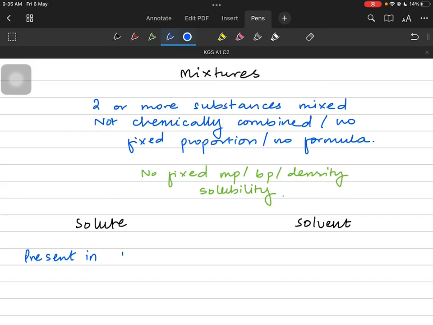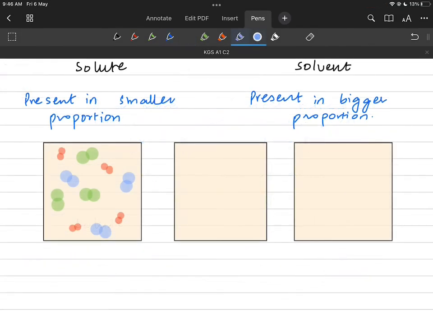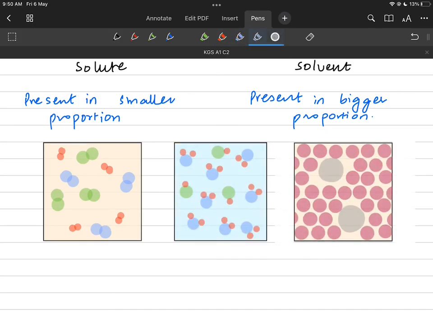Solute is the one which is present in smaller quantity. We have this misconception that solute is always the solid. No. Solute is the component which is present in smaller amount, and the solvent is the one which is present in bigger amount. So, for example, in gaseous mixtures, there is no solid, but still there's a concept of solute and solvent. You can see different kinds of mixtures over here.